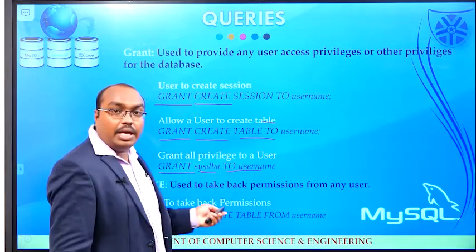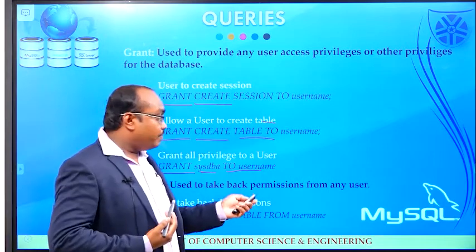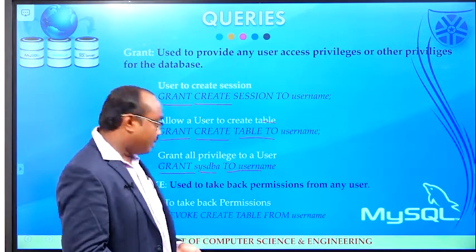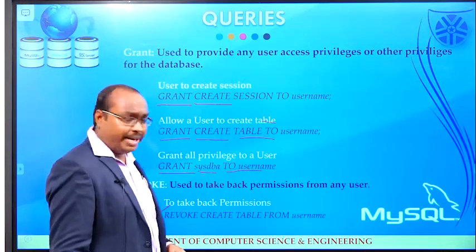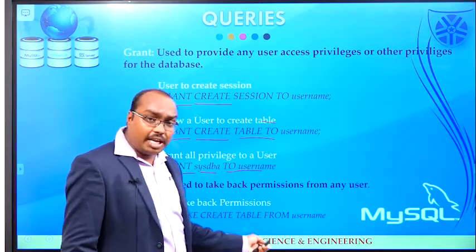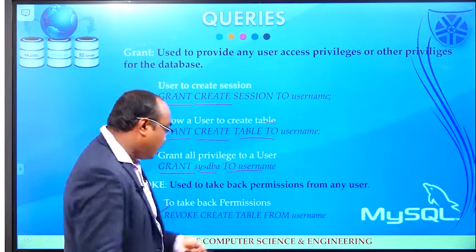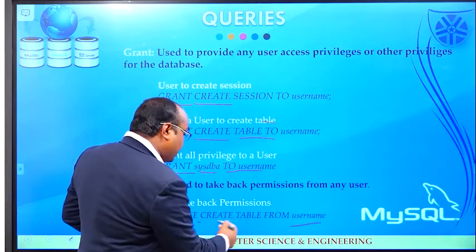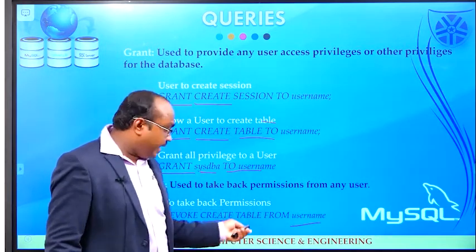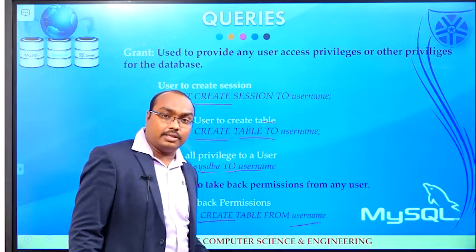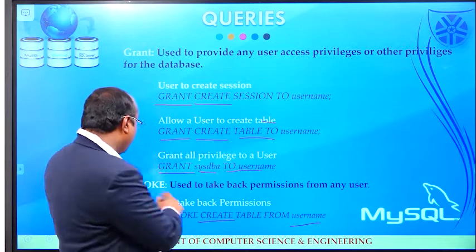And the next one, revoke command. This revoke command gets back the privileges from any users. Here, this is the syntax for the revoke command. So revoke create table from username. In the previous example, I gave the privileges to the users for creating tables. Now I will get back the privileges. For that purpose, I am using the revoke command.